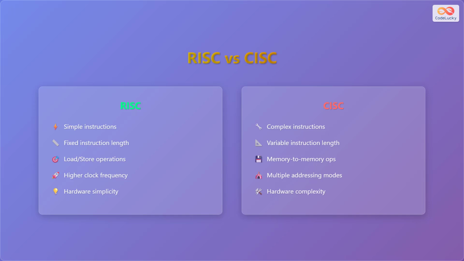Now let's compare RISC and CISC architecture side by side. On one hand, RISC architecture uses simple instructions, fixed instruction length, load or store operations, higher clock frequency, and favors hardware simplicity. On the other hand, CISC architecture uses complex instructions, variable instruction length, memory-to-memory operations, multiple addressing modes, and involves hardware complexity. In summary, RISC prioritizes simplicity and speed, while CISC emphasizes versatility and a richer set of operations.